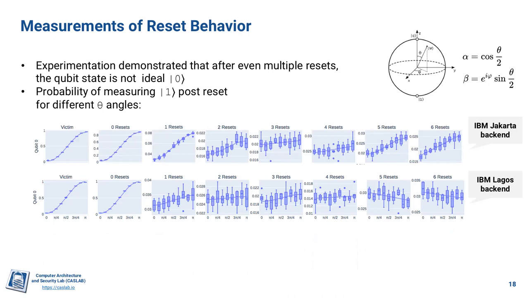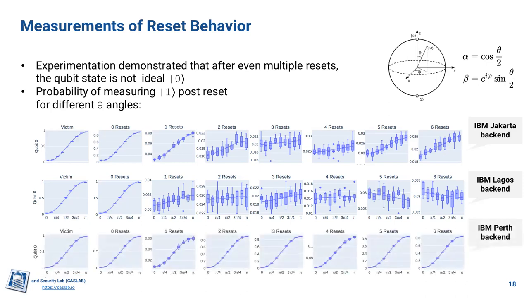In some cases things get more noisy, but in some cases it actually gets less noisy with more reset. So we don't know the actual underlying implementation. IBM for sure performs a lot of signal processing after they do the measurement. These are the measurements we get and we try to interpret them. But the key part is that since these lines are not flat, you can get some information from the user. And you can see it on different machines for different qubits.